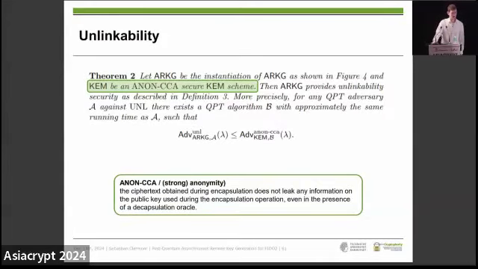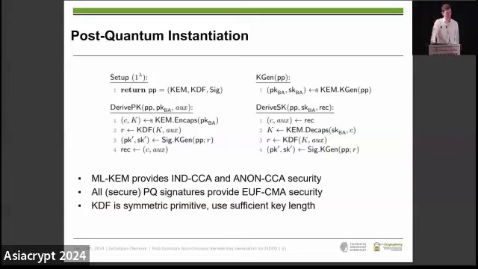For unlinkability, we have been able to reduce this directly to the anonymity in the presence of a decapsulation oracle of a CAM scheme, which is a non-standard assumption that basically says that the ciphertext obtained during encapsulation does not leak any information on the public key used during the encapsulation, even in the presence of a decapsulation oracle. Now, this anonymity under a decapsulation oracle is a non-standard assumption, but luckily Kyber or MLCAM does have this property along with the IND-CCA security that we require.